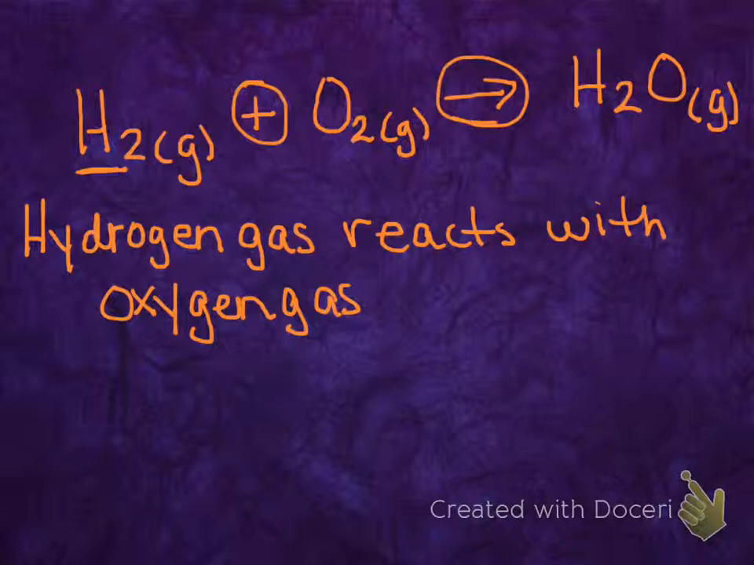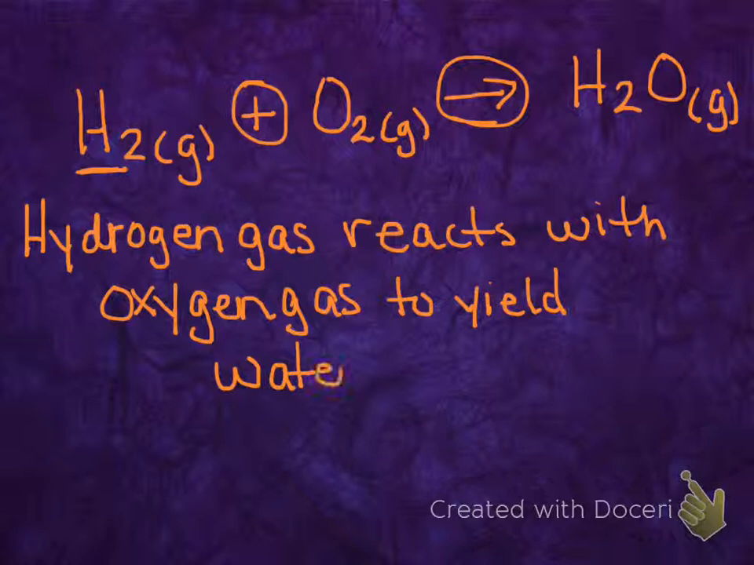Our arrow means yield or produce. So we're going to say hydrogen gas reacts with oxygen gas to yield. And then what is our product? Water. But it's not water as a liquid, it's water as a gas, so we could say water vapor. Or you could say water as a gas. But that's as straightforward as it is. Hydrogen gas reacts with oxygen gas to yield water vapor.